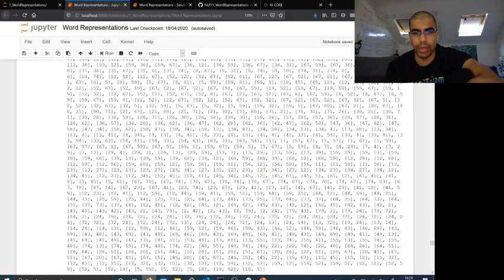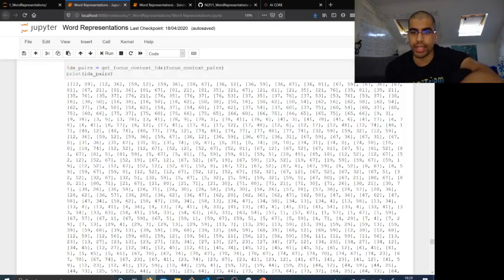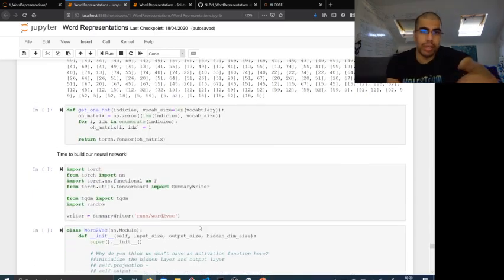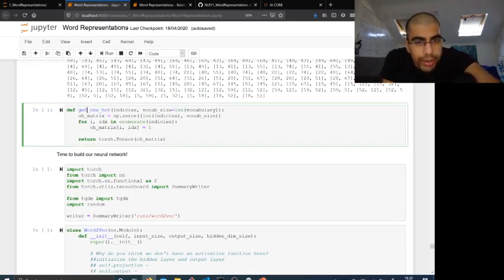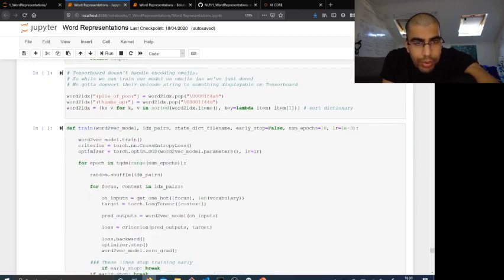Okay, so we now have a correct focus context index pair list. And we need to one hot. I think this is going to be called in our train loop.